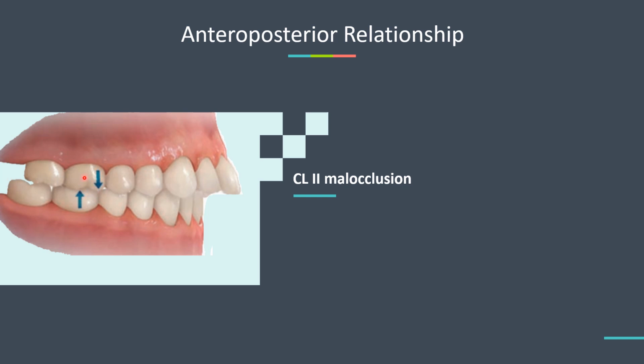the molar relationship in Class 2 malocclusion includes the distal position of the mandibular first molar in relation to the maxillary first molar, where the mesial-buccal cusp of the maxillary molar occludes mesially in relation to the buccal developmental groove of the mandibular first molar.